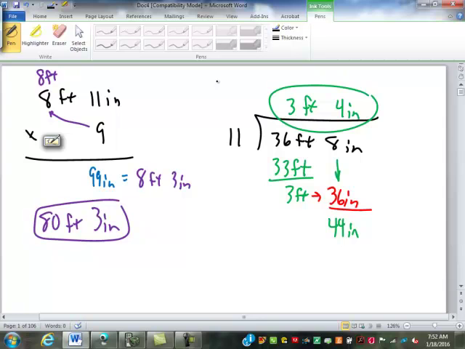I converted it all into inches and then brought it back. That works. Convert it all into inches, divide by the 11, get 40 inches. That works.